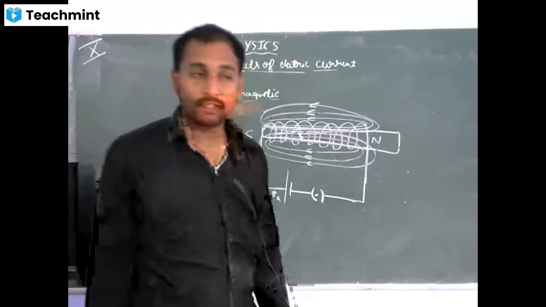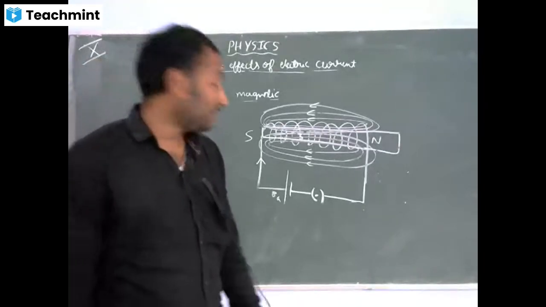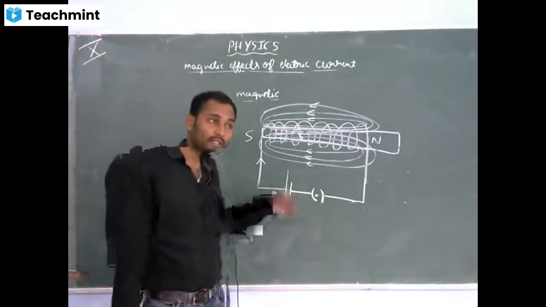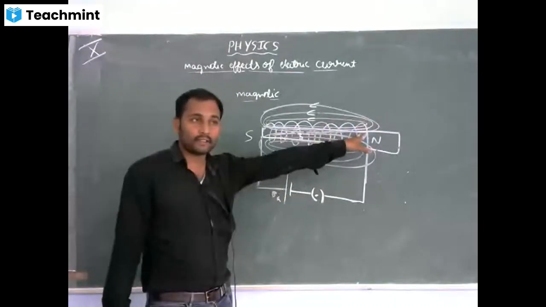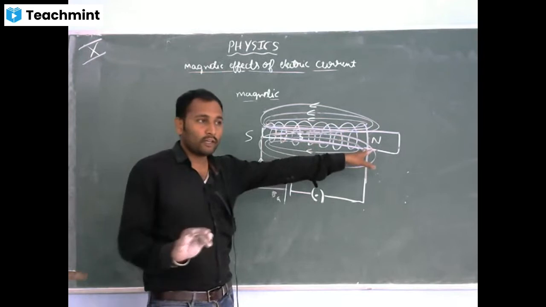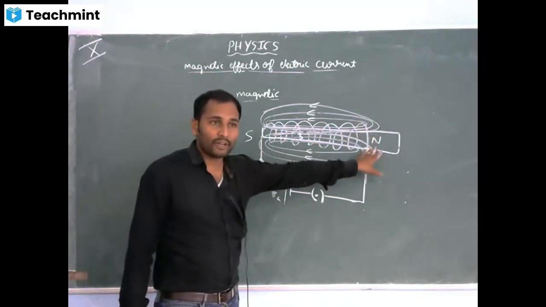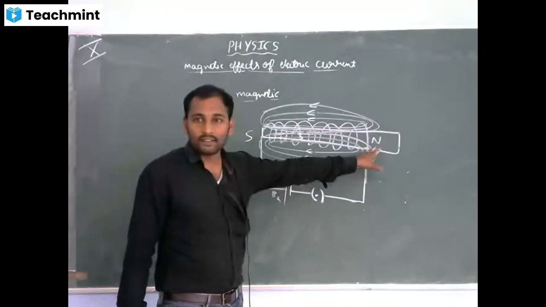The soft iron core will get magnetized. Until and unless you remove this current, it will be magnetized. Once you remove the current, what happens? It will lose its property. So it cannot be a permanent magnet. It is a temporary magnet. Clear?